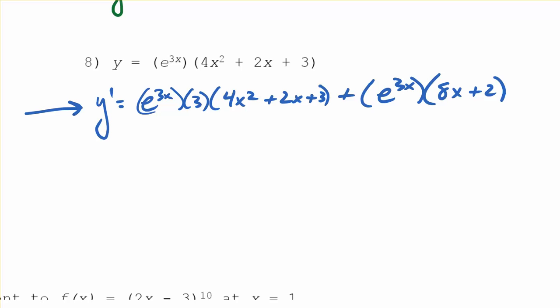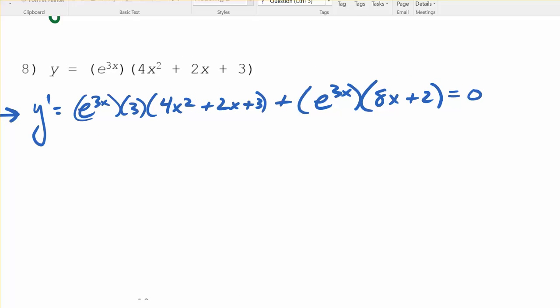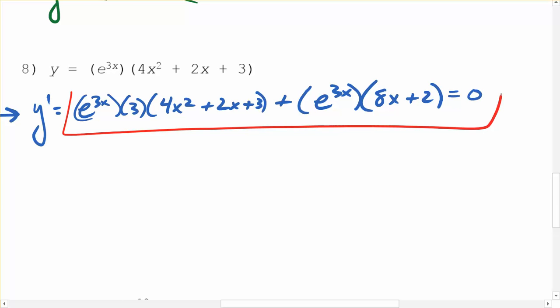If we wanted to know where this is increasing, we need to know where the derivative is. It's increasing where the derivative is more than 0. The function is increasing where the derivative is greater than 0. To find that, we need to know where the derivative is 0. So if we want to do this, we set this equal to what? 0. So we do this.